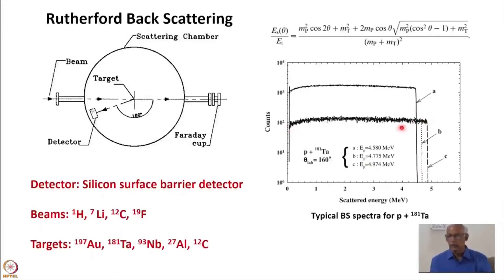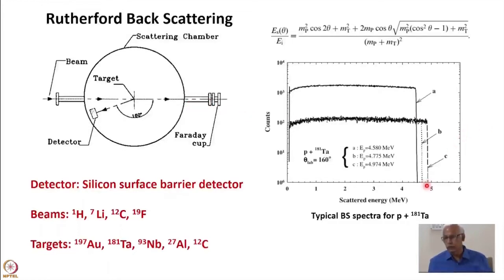Now, as I mentioned, this is the scattered energy. At 160 degrees, the highest energy will correspond to the particles which are scattered almost from the surface, and therefore target thickness is not coming in. Any uncertainty in the target thickness or any impurity in the target will not be factored into the error in the measurement of the K value and therefore the energy of the particle.